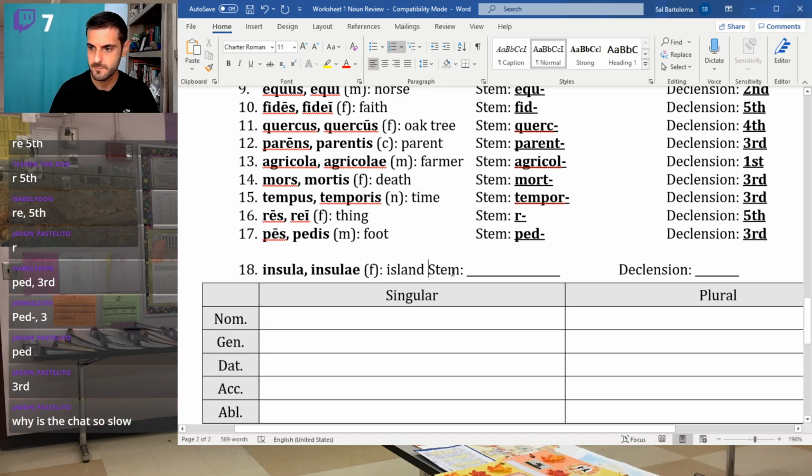Okay. Why is chat so slow? That's just the nature of the beast. I think the minimum delay is about 2 seconds.